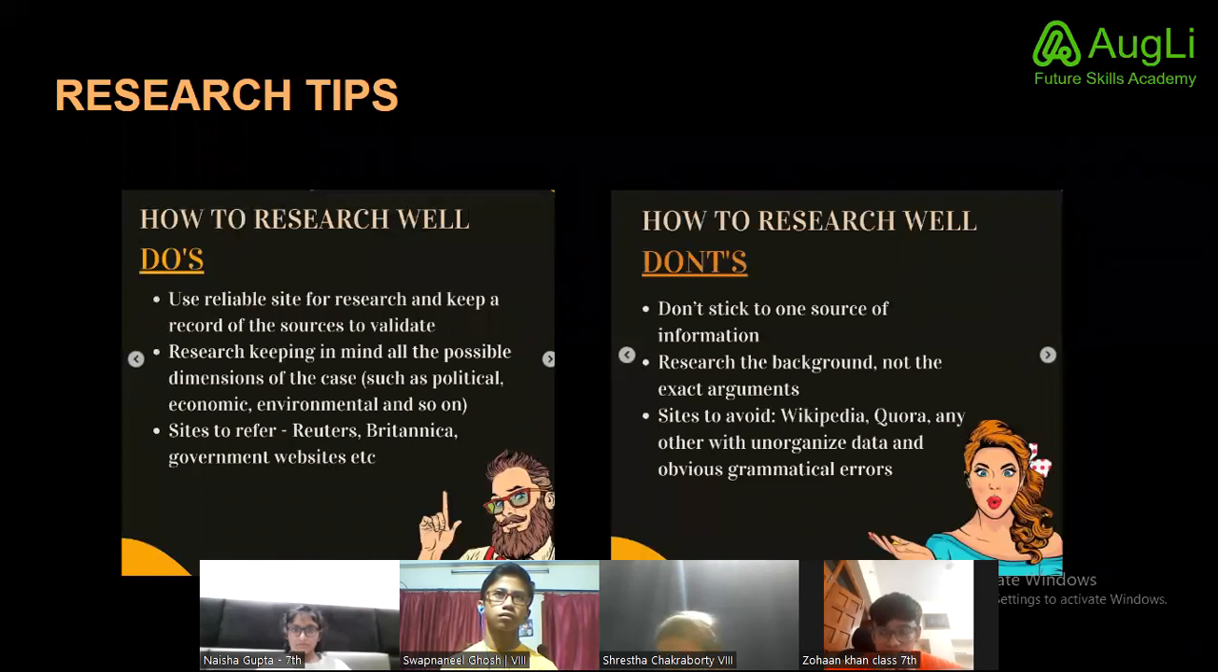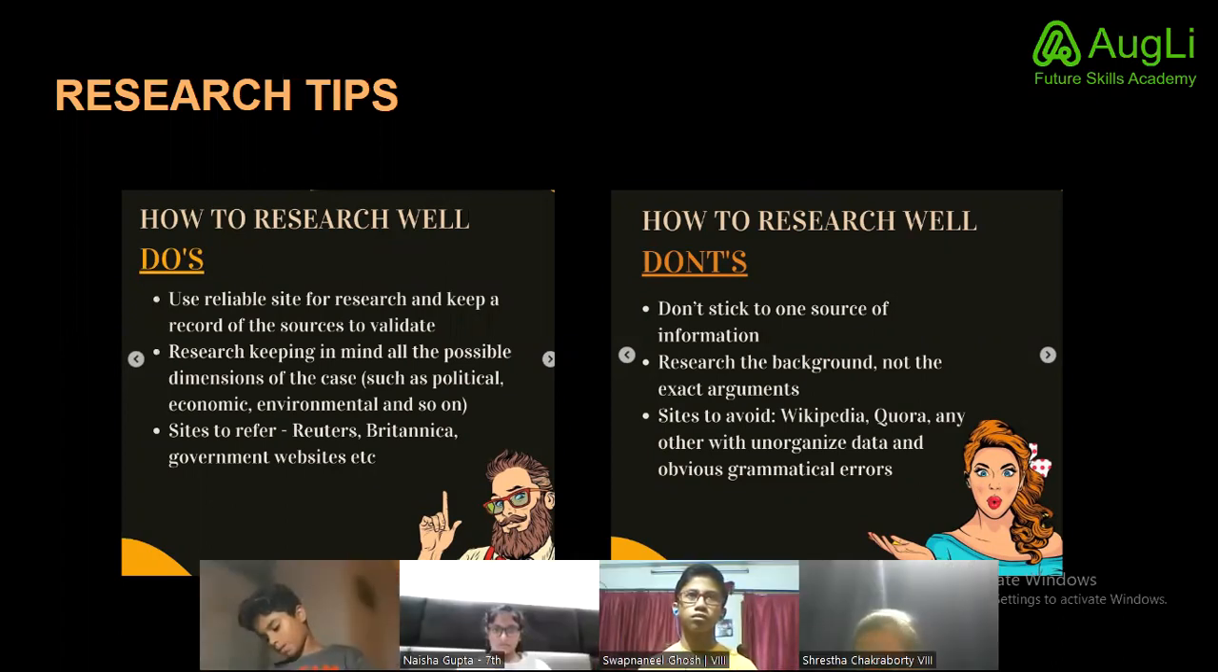But if you are giving me statistical information, I would expect you to cite the source, right? So if you're saying 40% of the women in India are working and 60% are housewives, I would need you to cite the source, because I need to know the validity of what you're saying, right? I need that to be corroborated. Now, secondly, you have to research keeping in mind all the possible dimensions of the case.